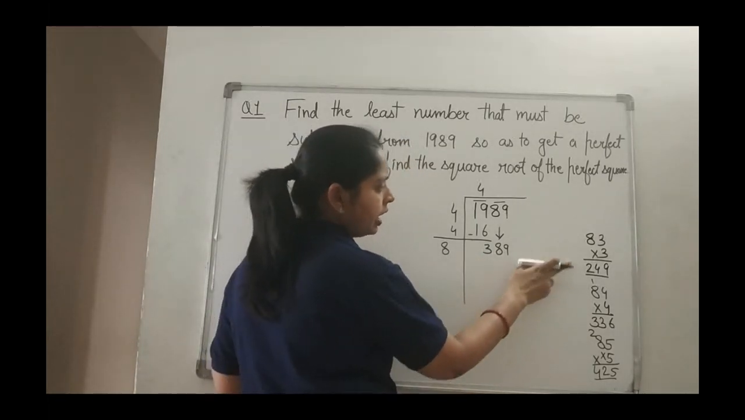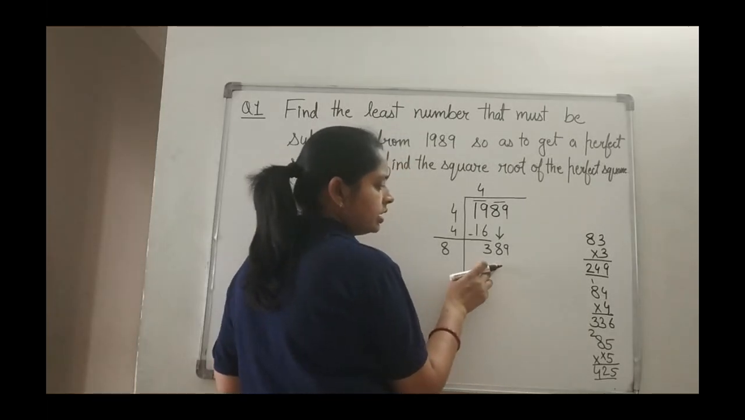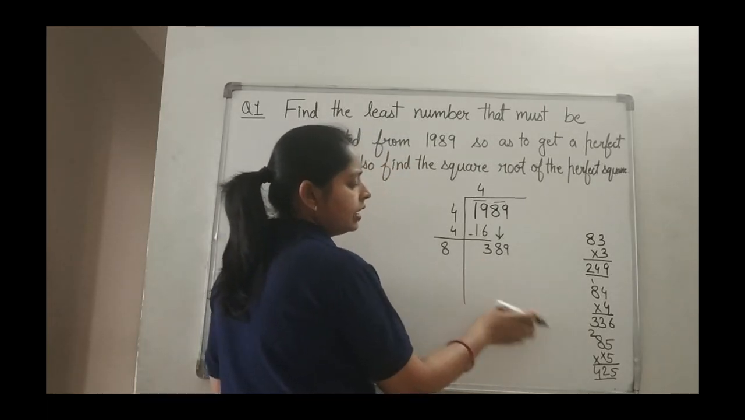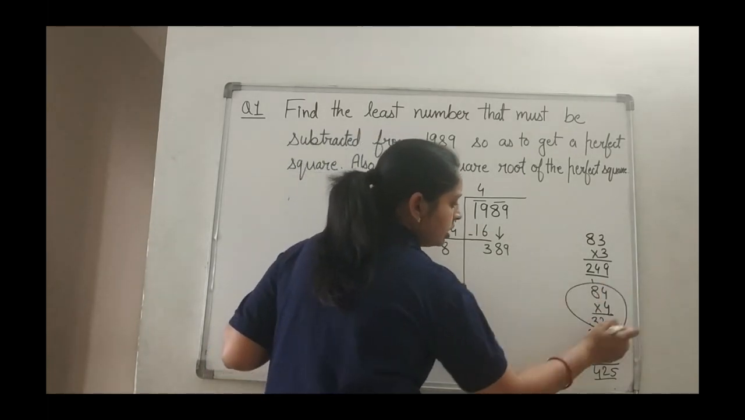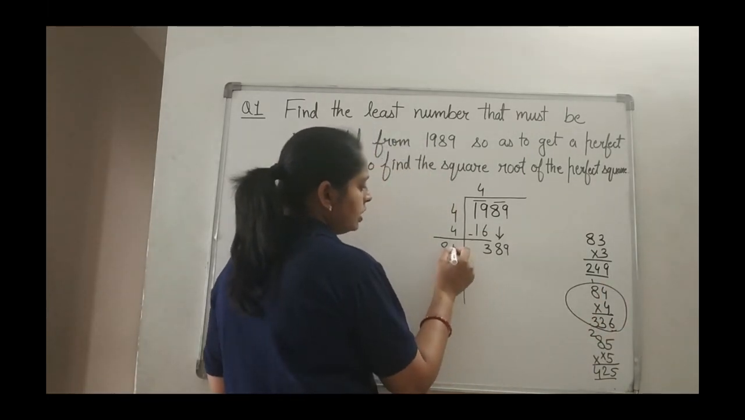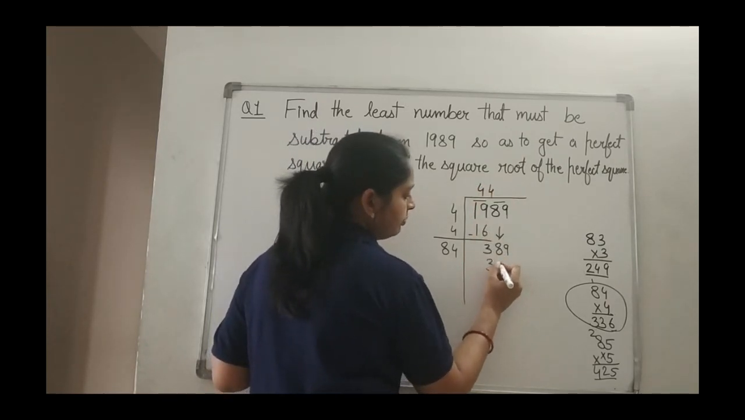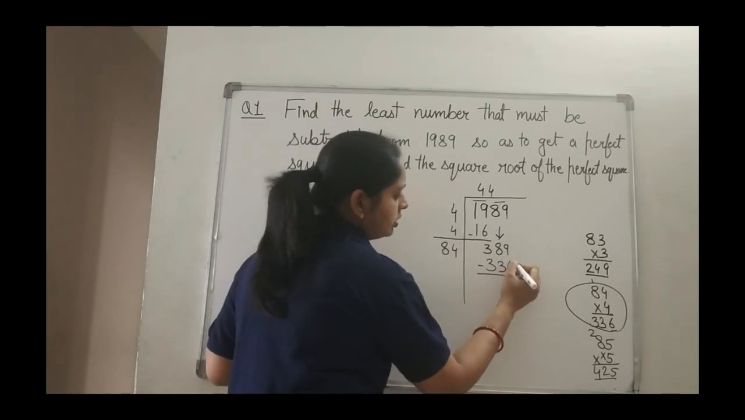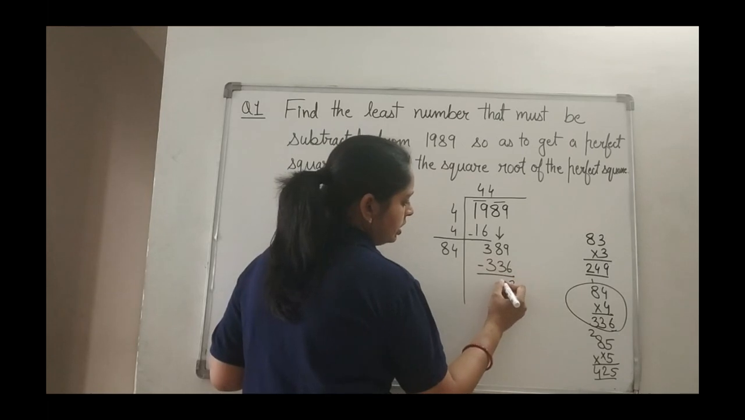You can see I have taken 3 also. It is very less. I have taken 4. That is also not coming to 389. And if I have taken 5, it is more than this. So obviously I will go for this number, right? So I have taken 4. 4 4s are, and I got 336. I have subtracted. So 9 minus 6 is how much? 3. And 8 minus 3 is 5.